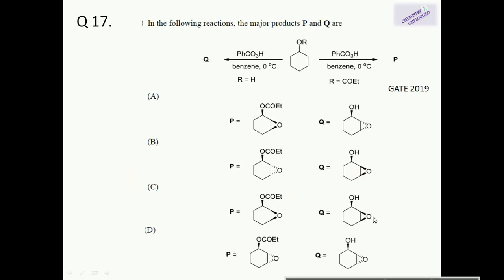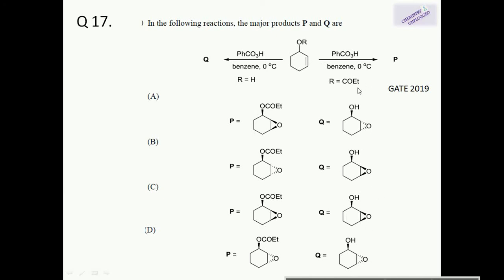The next question is from GATE 2019. So we have to identify P and Q. We are using peracids. So these peracids will attack on the alkene group and convert it into an epoxide. But when we have R as H, so this will become OH. And we know that when we have an OH group, the epoxide oxygen atom tries to attach on the same face as that of OH. So it can undergo hydrogen bonding. So option B or C can be the correct answer.